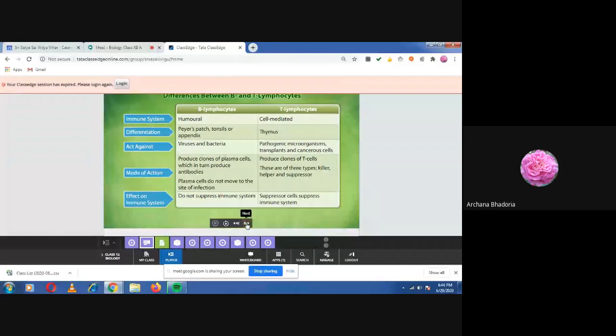Okay, so we'll take up the... all points are clear to you? B cells and T cells, this point is clear? Humoral, cell mediated, you have already noted. Then where it is differentiating, you have noted. Acts against bacteria, viruses, and it acts against pathogenic microorganisms, transplants, and cancerous cells also, and produces clones of plasma cells. It produces antibodies, produces clones of T cells.